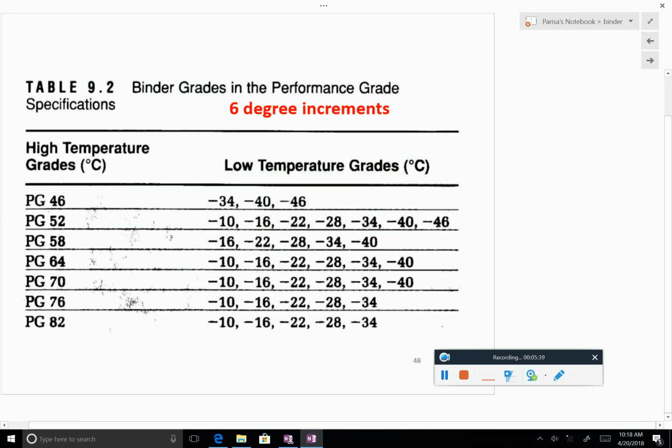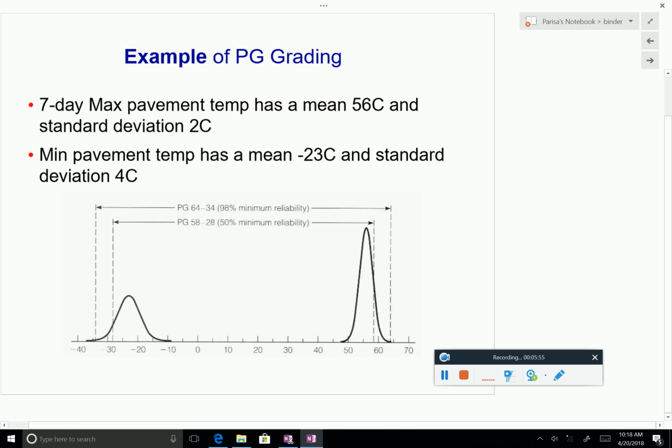And also, this is kind of the same table in a different format. So these are the ones we have available. A little bit like a steel, you cannot just make your own asphalt binder. You need to choose one of these. And there is another catch.